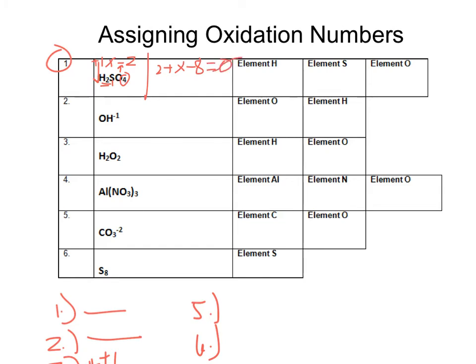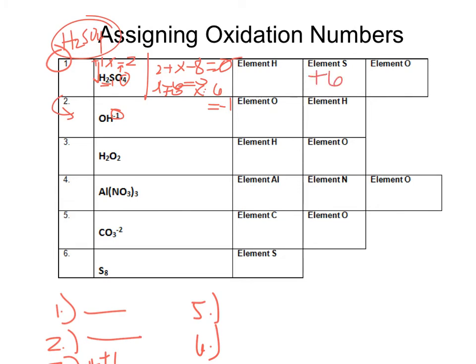Now, why did I equal it to 0? Because H2SO4 is a neutral molecule. When we get to number 2, that whole molecule has a charge, and so we would equal it to -1. Okay, so we're going to solve for X. So 2 plus X minus 8 is X minus 6, and then add 6 to each side. So X, our unknown charge, is +6. And X was representing sulfur, so the oxidation charge of sulfur is a +6.